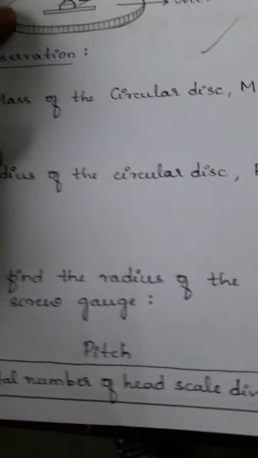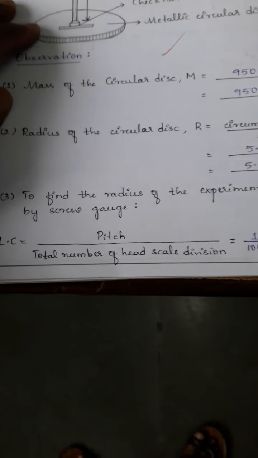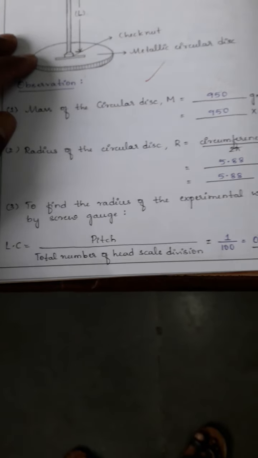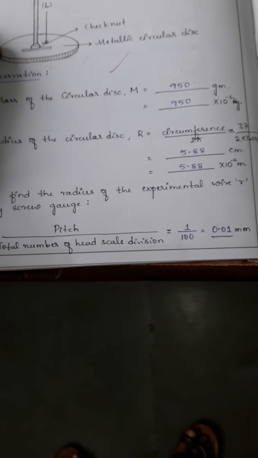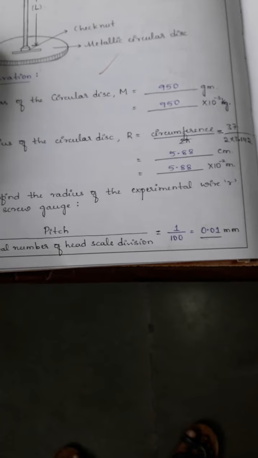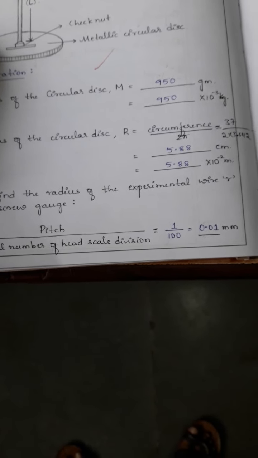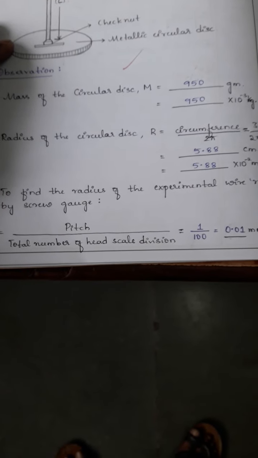Before measuring the radius of the wire by using a screw gauge, we have to find out the least count of the screw gauge. Formula: pitch divided by total number of divisions on the head scale. Pitch is 1 millimeter, divided by total number of divisions of the head scale, 100, is equal to 0.01 millimeter. Then how do we note down the pitch and the total number of head scale divisions? We can observe the screw gauge.